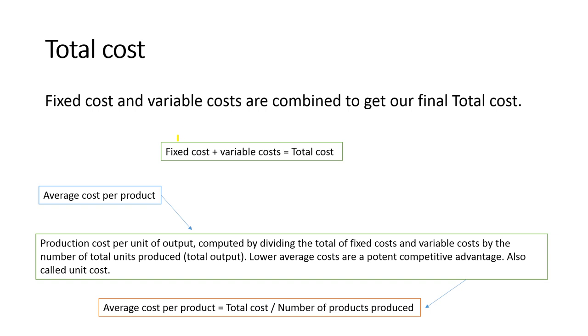So we have a formula. Fixed cost plus variable cost will give us our total cost. So average cost per product is production cost per unit of output, computed by dividing the total of fixed cost and variable cost by the number of total units produced. So that's total output. Lower average costs are a potent competitive advantage, also called unit cost. So average cost per unit is total cost divided by the number of products produced.